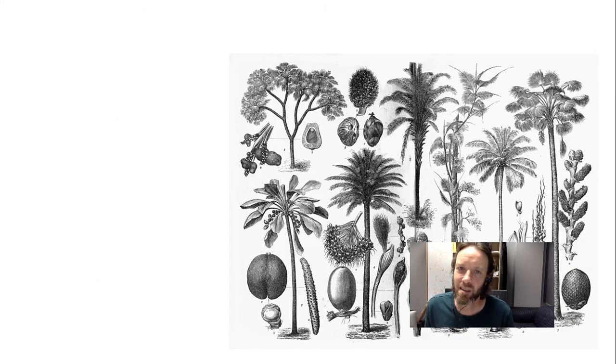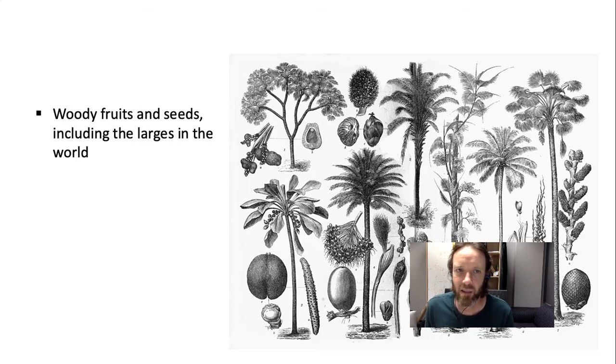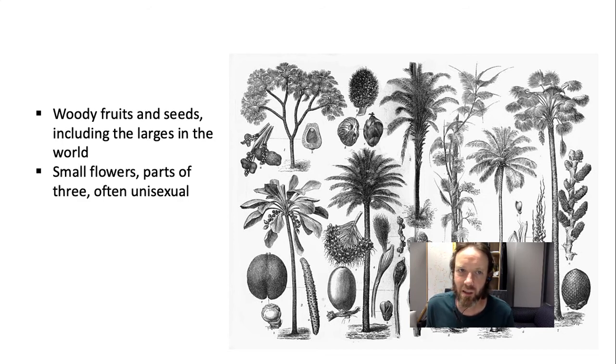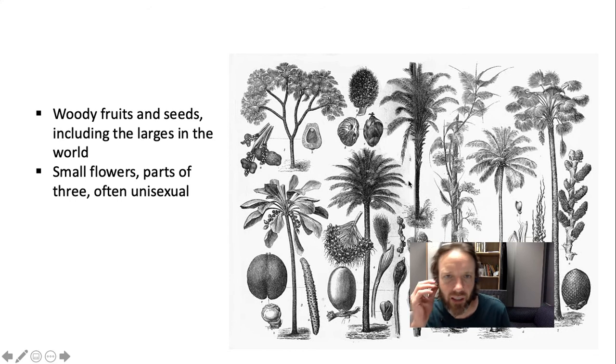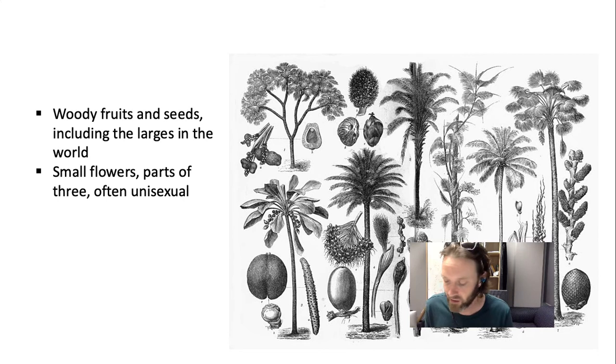The diversity within the palms is pretty amazing. So there's huge range of different kind of morphologies and different physiognomies. Woody fruits and seeds, including the largest in the world, is one good characteristic. The flowers themselves you don't think about very much. They're small. They come off of the stem in this kind of complex inflorescences at the top of the tree. And if you do look at them in detail, they're in parts of three because they're monocots, and they're often unisexual. Not always, but often there's male and female flowers and male and female inflorescences, indeed.